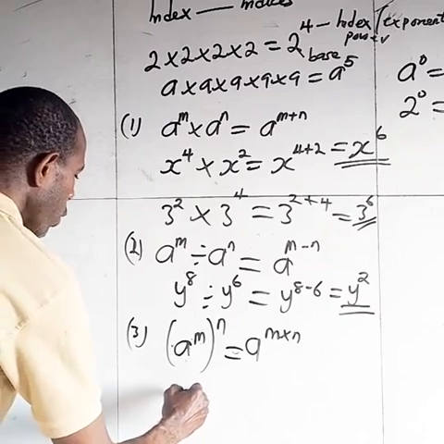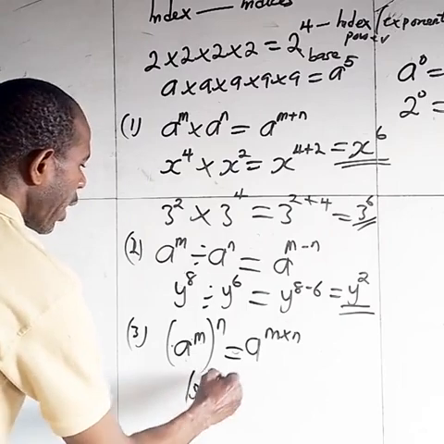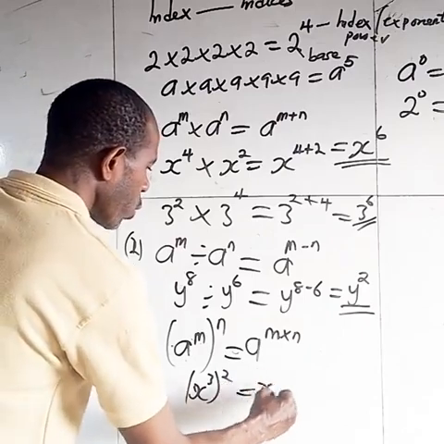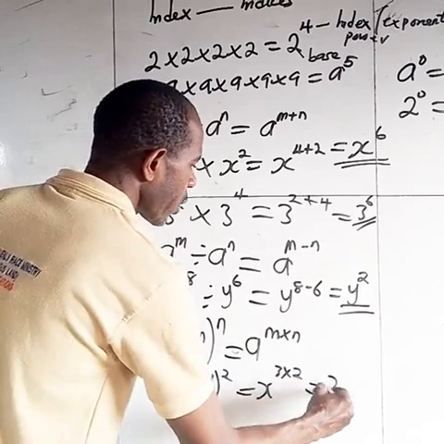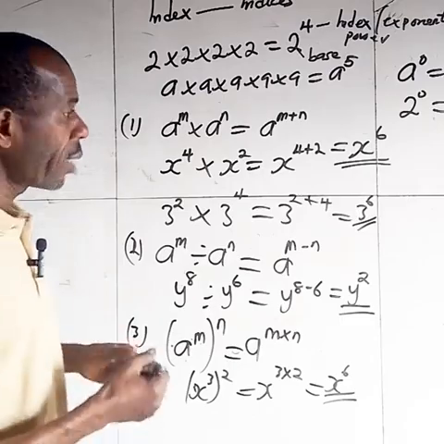So let's look at this example now. If I have, let's say, x raised to the power 3, then I have 2 outside. Then what you do, you just take x raised to the power 3 multiplied by 2. The answer becomes x raised to the power 6. So this is law number 3.